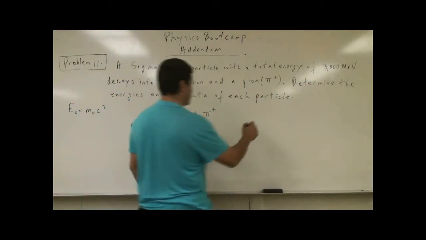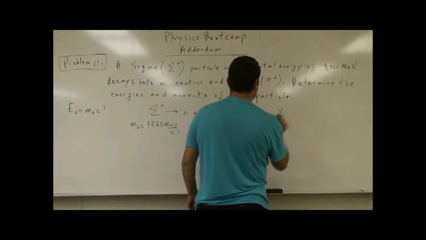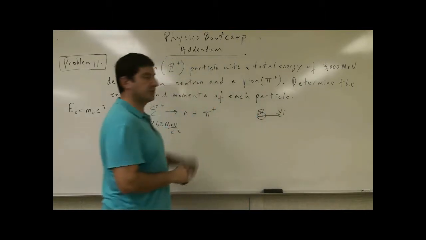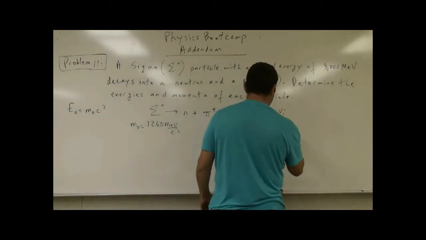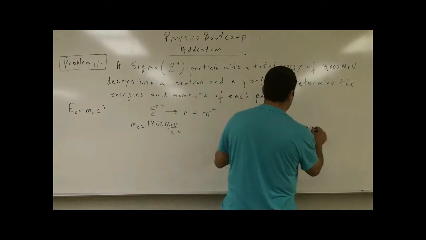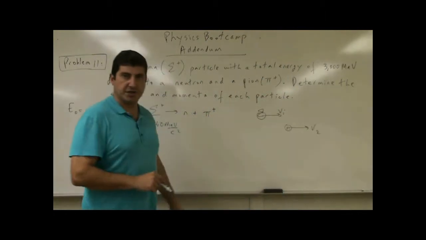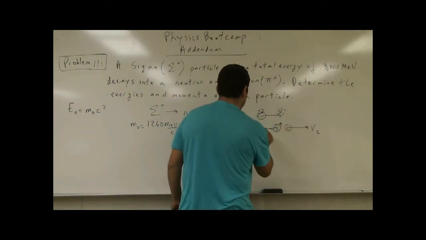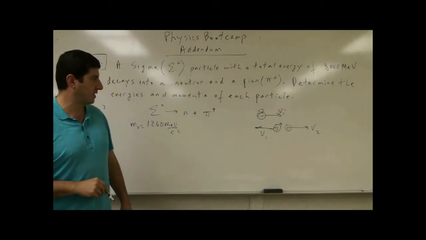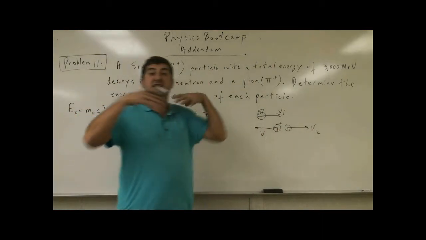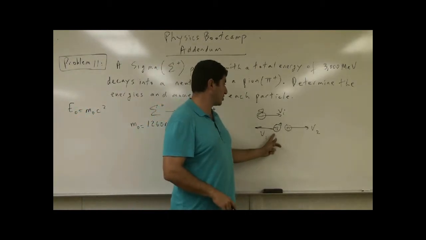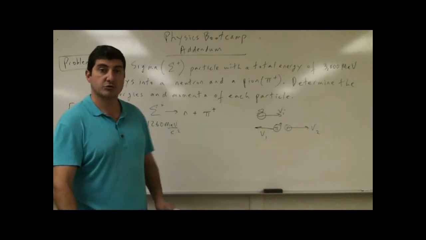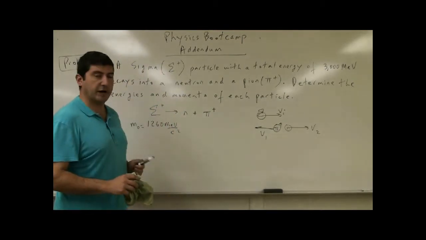So the sigma particle is coming with a certain initial velocity, and then all of a sudden it decays into a neutron and a pion. Let's say the neutron goes forward with a velocity v2, and the pion, pi plus, goes backward with a velocity v1. The momentum after the decay and the sum of the kinetic energy after the decay must equal the original momentum and kinetic energy of the incoming particle. So let's go about solving this.